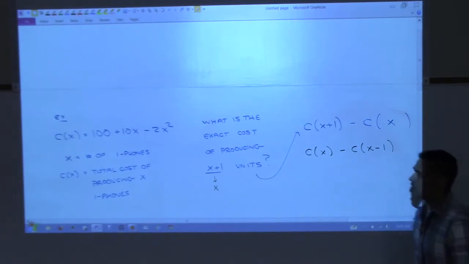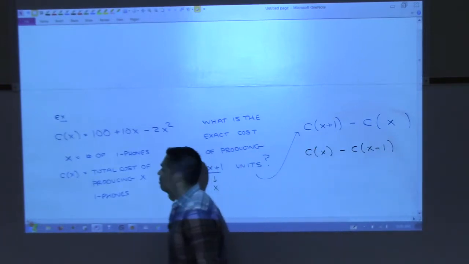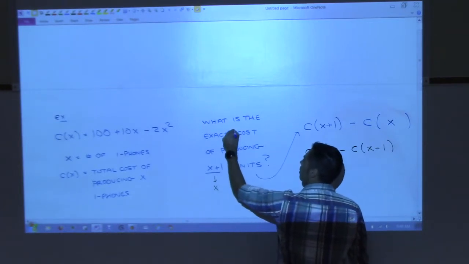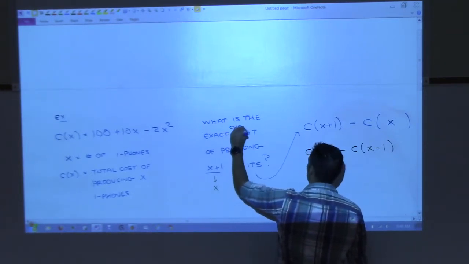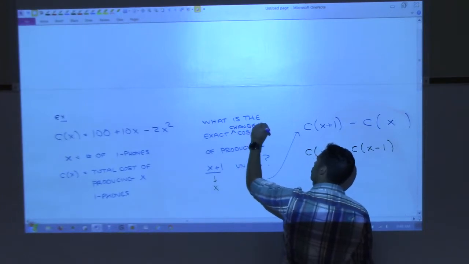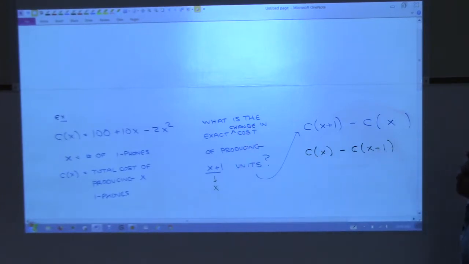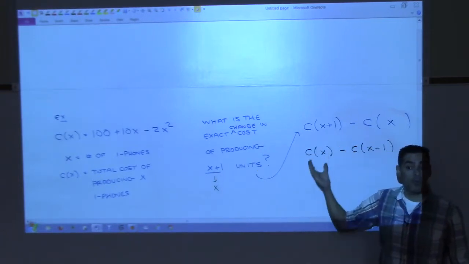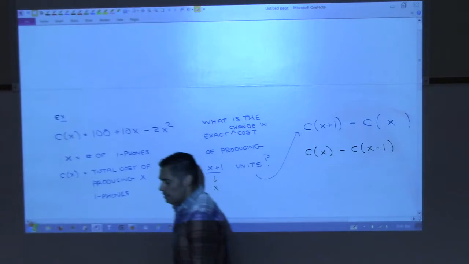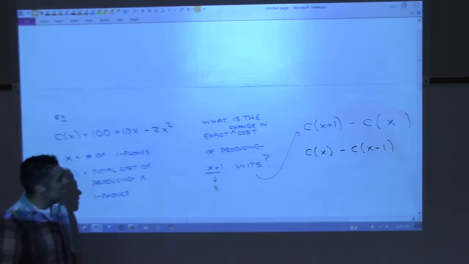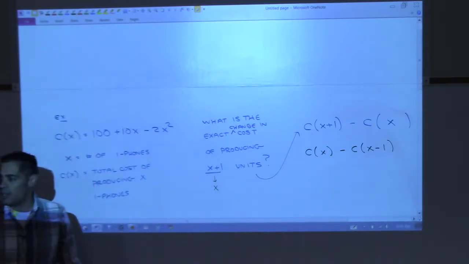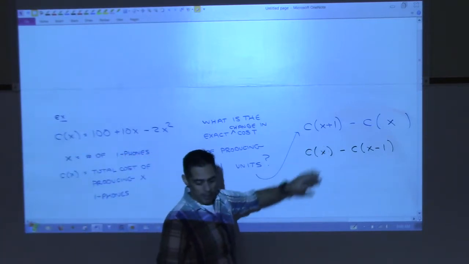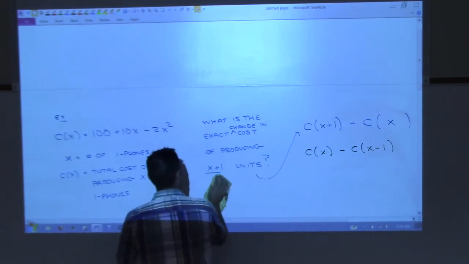So if they ask us, what is the exact change in cost of producing X plus 1 units? Oops, I forgot to put change. Then we'll use this formula. So what if they wanted us to find the exact change in cost of producing the 500th iPhone? We would do what? They wanted us to do the 500th.